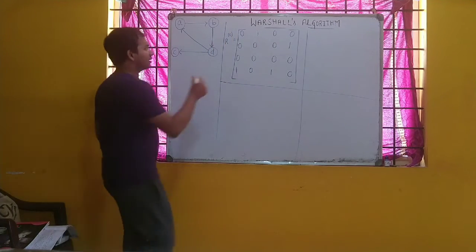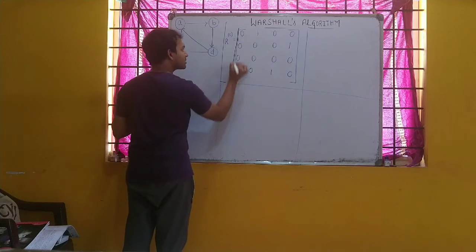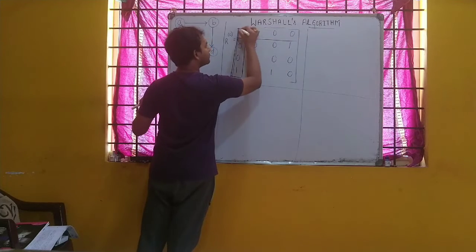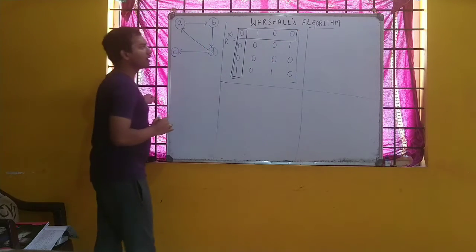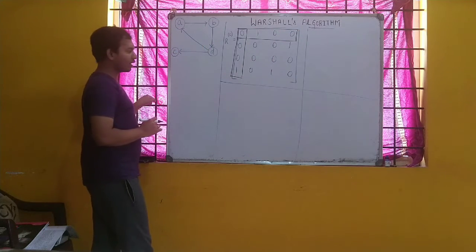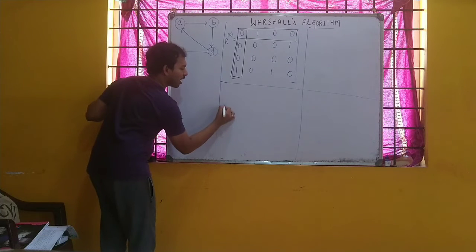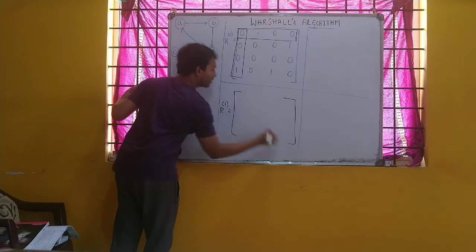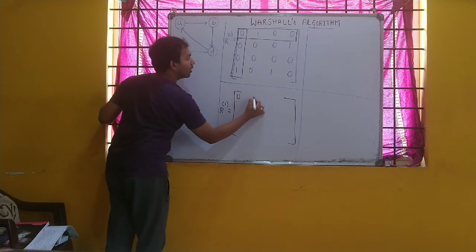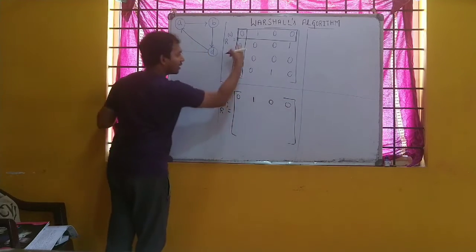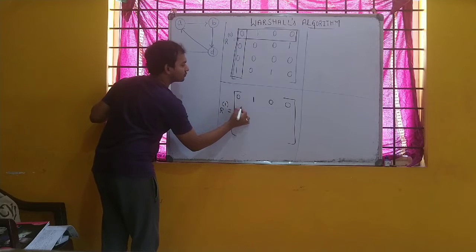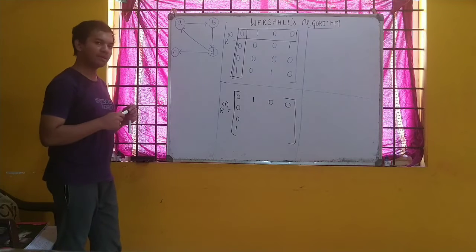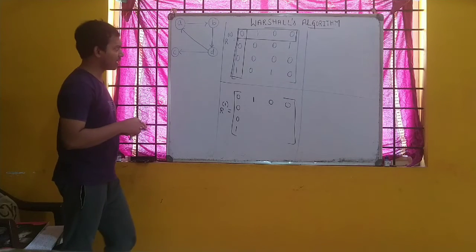For that reason, first I will fix the A row and A column. In R of 1, I will fix the A row and A's column. So I'll fix the A row and the A column will be fixed.